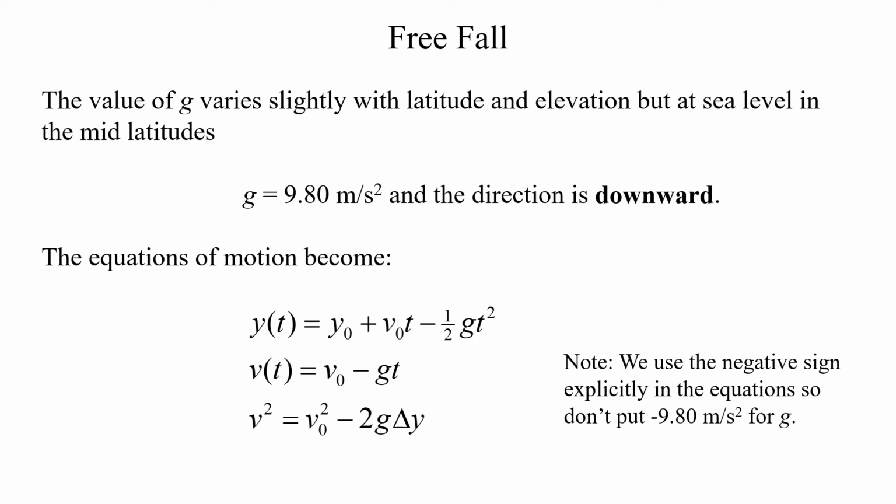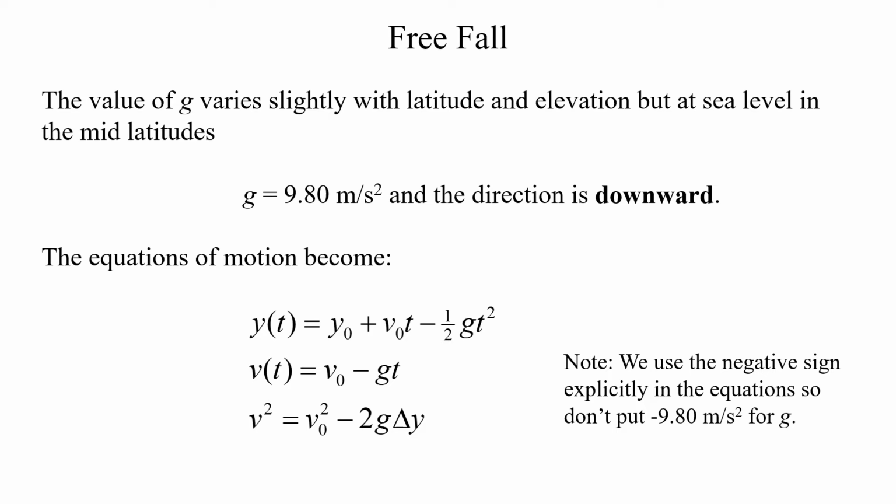Now note we use the negative sign explicitly in the equations. So don't put in minus 9.8 meters per second squared for g. Just use the positive value for g. So these are our equations of motion for free fall.